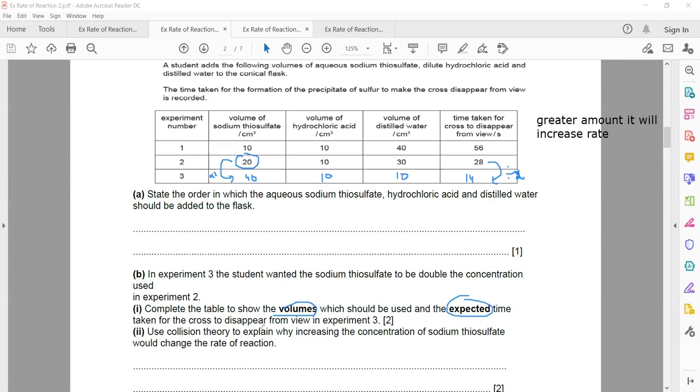And use the collision theory. Is it clear? You can also solve from the first value. You will get the same answer. How can you use the first value?